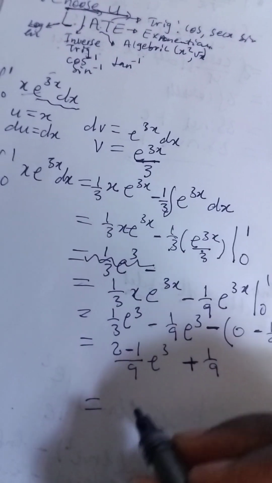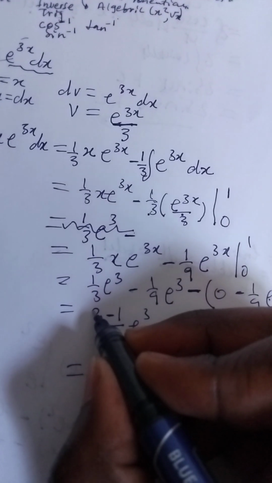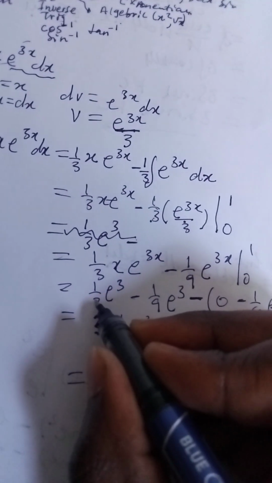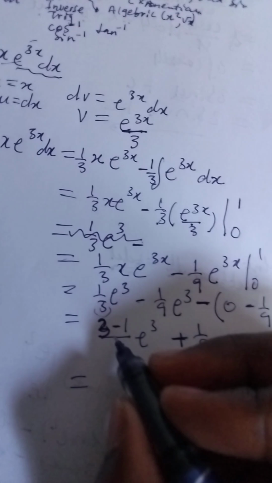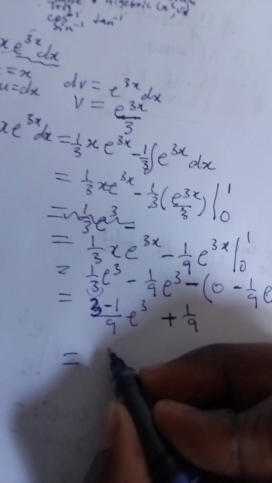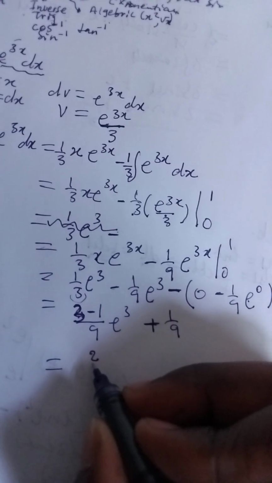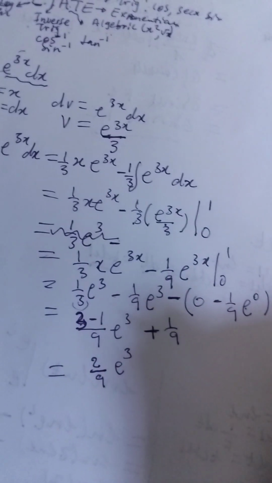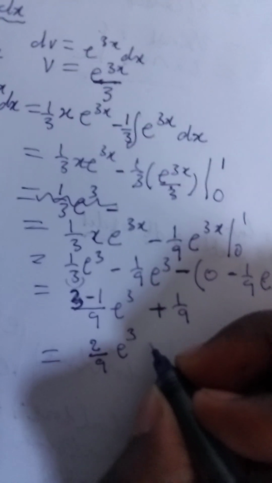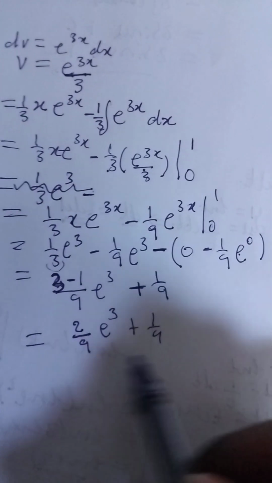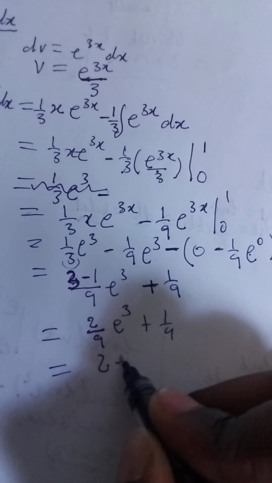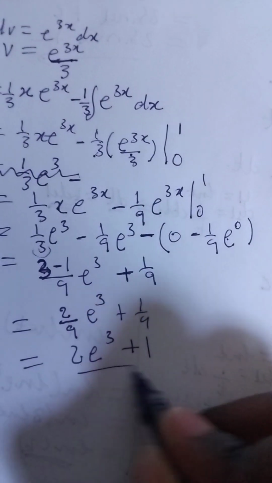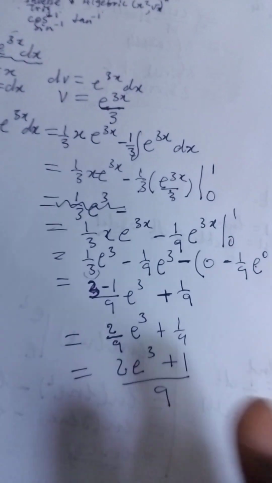2 minus 1. No, it has to be 3. I'm trying to make the denominator 9 there, so the power has to be 3. 3 minus 1, so I get 2 over 9 e to the power 3, then plus 1 all over 9. Since both of them have the denominator of 9, I can say I have 2 e to the power 3 plus 1, everything divided by 9. Okay, so that is the answer to this integral.